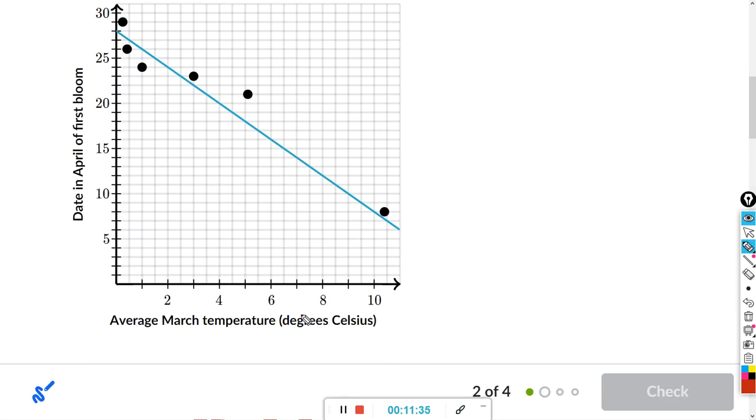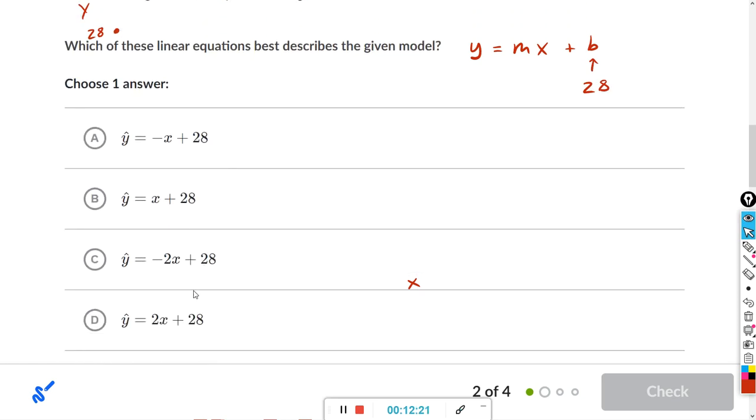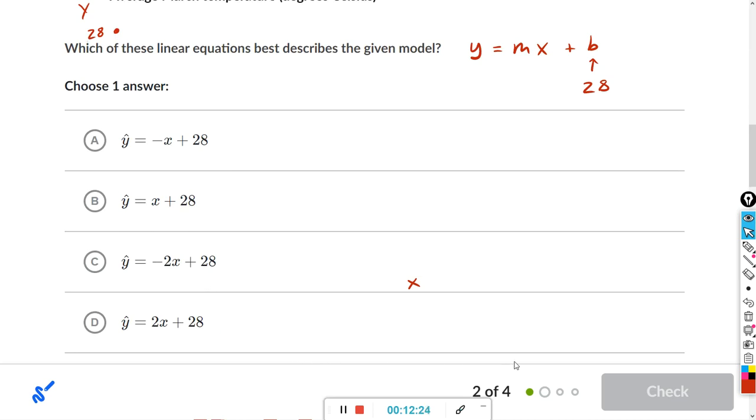So here we have the average March temperature for the x-axis. And we have the date in April of first bloom for the y-axis. All right. Always start with the equation y equals mx plus b. Let's see if we can find the y-intercept b. Here's our line. Here's our y-axis. It intercepts right here. That looks like 28. All right, so b is going to be 28. And let's look at our choices. Okay, all of them have b equal 28, so we can't eliminate any choices. We have to find the slope.